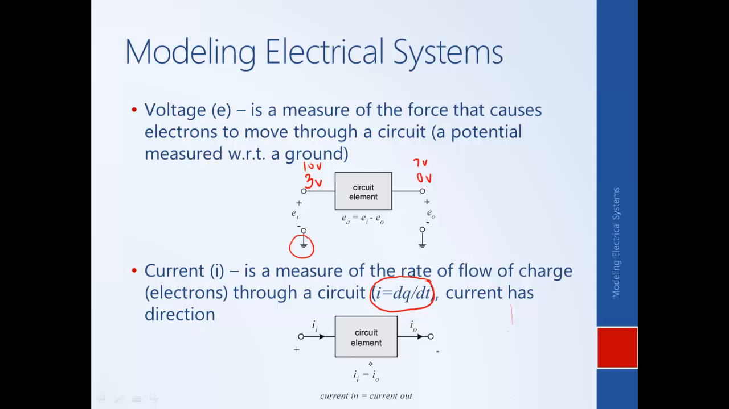With these circuit elements, we will make the assumption that charge is conserved, so that however much current is flowing into a node is equal to the amount of current flowing out of the node.